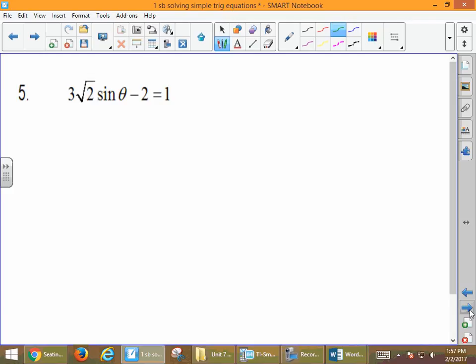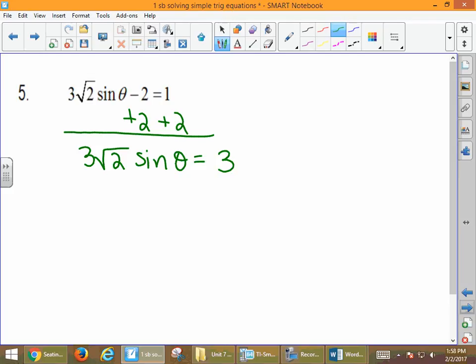Problem number 5, and then you're going to try one on your own here. When we look at this, the process is still the same. We need to isolate our theta as much as possible. So we're going to add 2 to both sides. We get 3 radical 2 sine of theta equals 3.